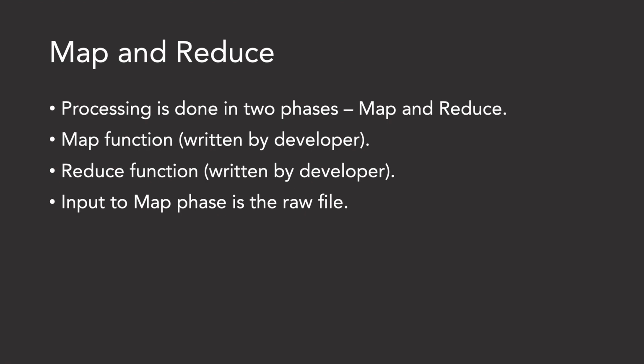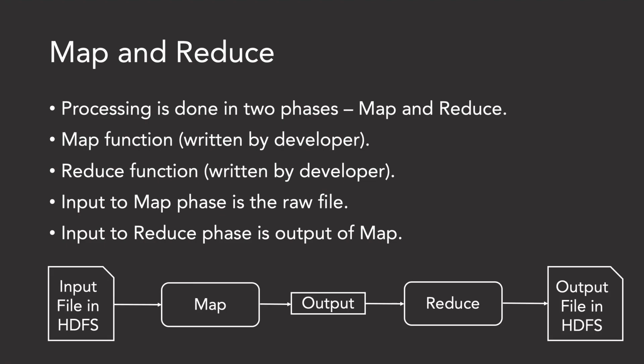So input to the map phase is that distributed data set. And input to the reduce phase is actually the output of the map phase. So the map phase does some execution. That execution is essentially done by the map function, which is written by us. And the output of the map function is taken as input to the reduce phase, wherein we write the reduce function, and the processing is done based on the code that we have written. So this is again a high level overview.